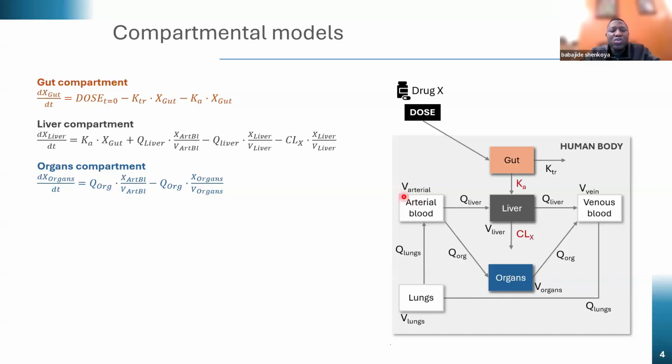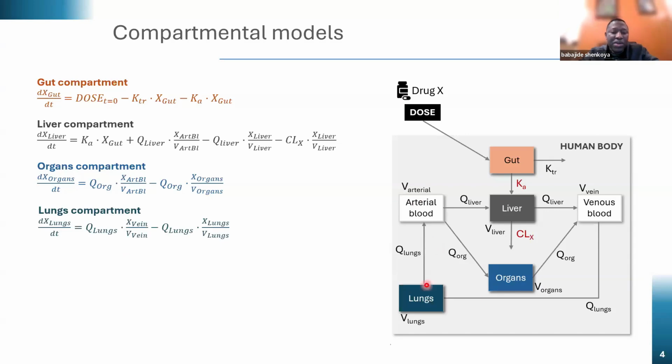The same thing applies for the lung compartment, by the way. The lung compartment takes input from the venous blood and gives output into the arterial blood. If you want to describe that, then we can use this equation.